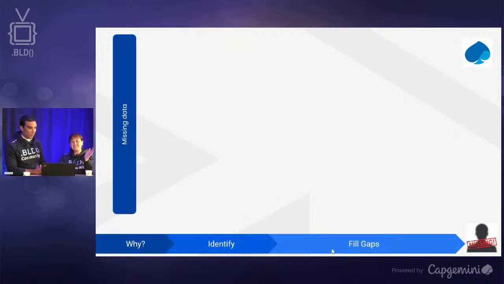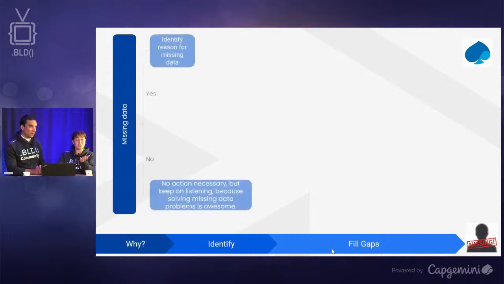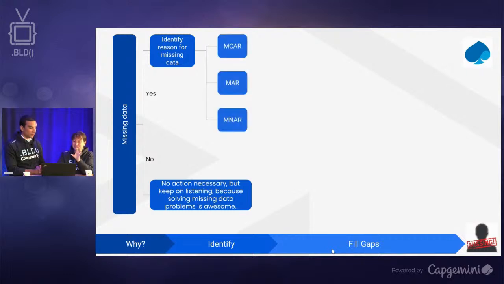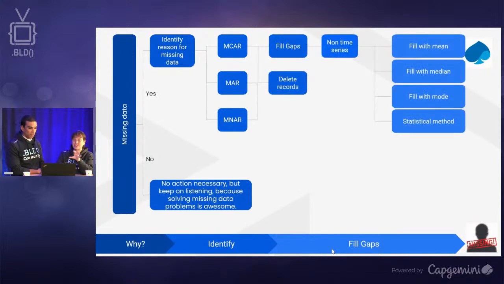So once again, just taking you through the whole roadmap. We've got missing data or not. So you need to identify whether or not you do have missing data. If you have it, identify the reasons: missing completely at random, missing at random, and missing not at random. Then either fill the gaps or delete the records. If it's non-time series, remember, if it's missing completely at random, it's easy enough to use mean, median, or mode. If it's missing at random or missing not at random, you'd rather go for some statistical or some advanced method.